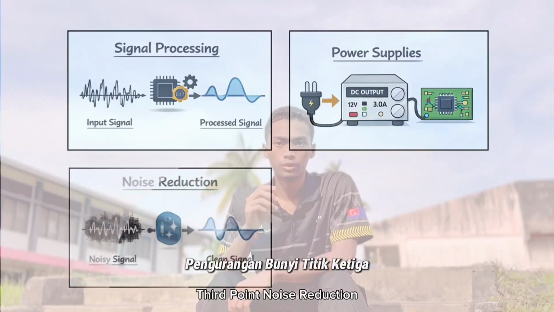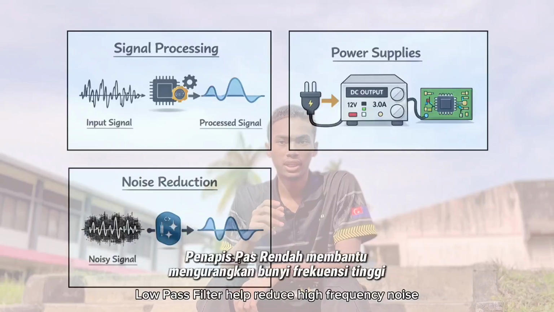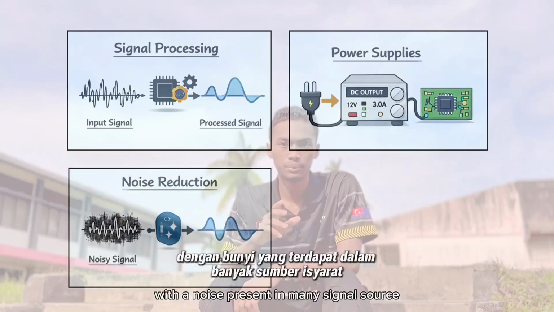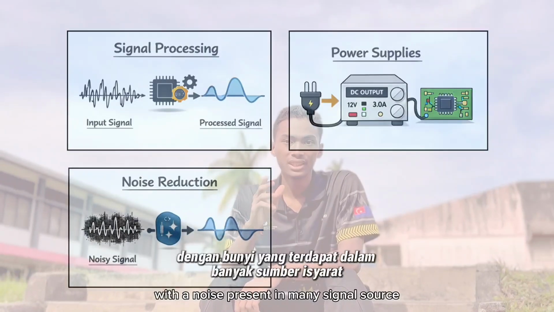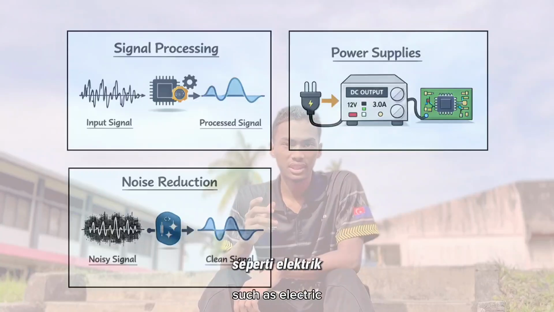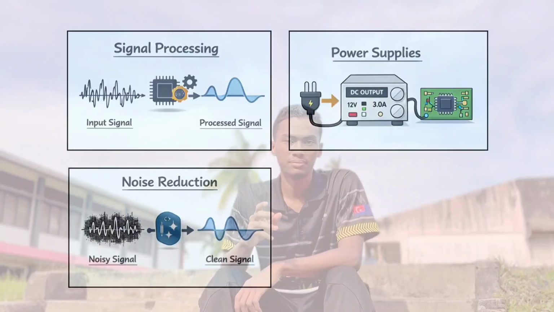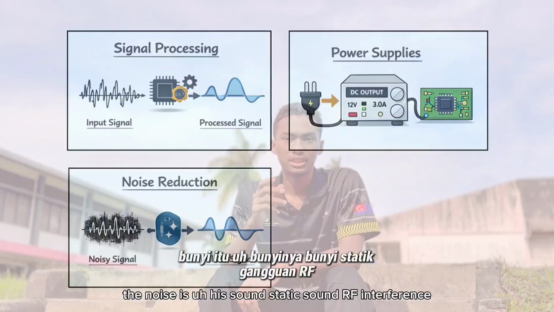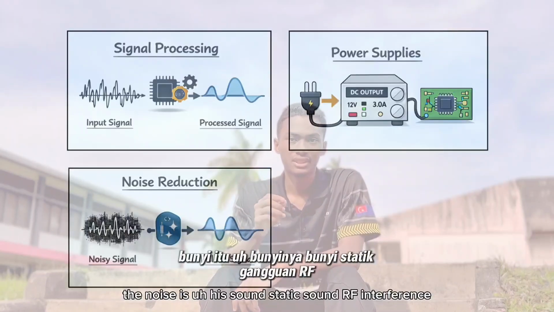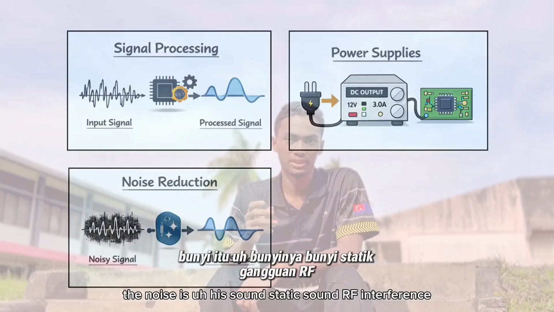Third point, noise reduction. Low pass filters help reduce high frequency noise present in many signals such as electrical circuits and audio recording. For example, the noise is hiss sound, static sound, RF interference.